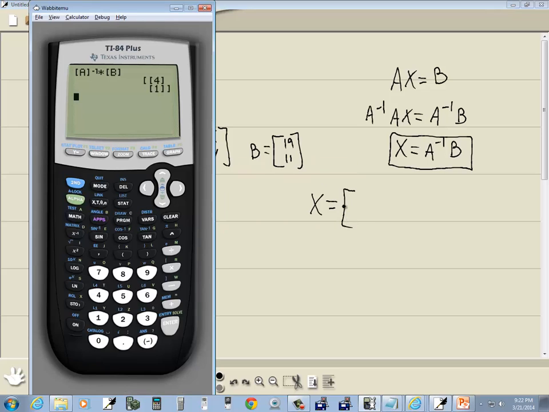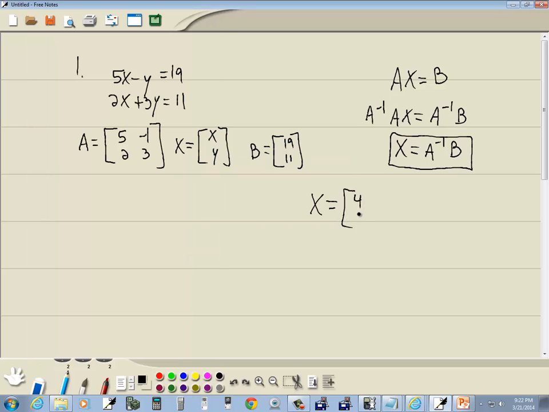X is equal to 4 and 1. And remember what X represented. It's uppercase X. This is our variable x, and this is our variable y. So our answer to this problem would be 4, 1.